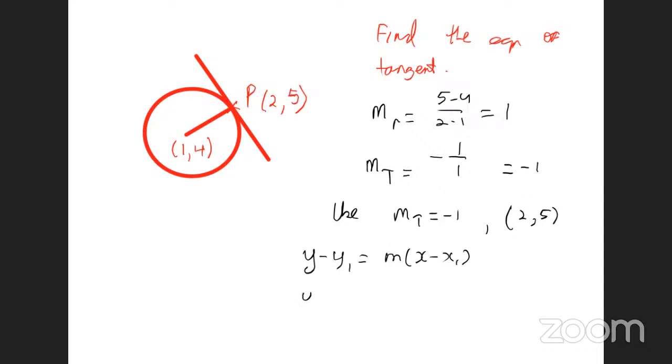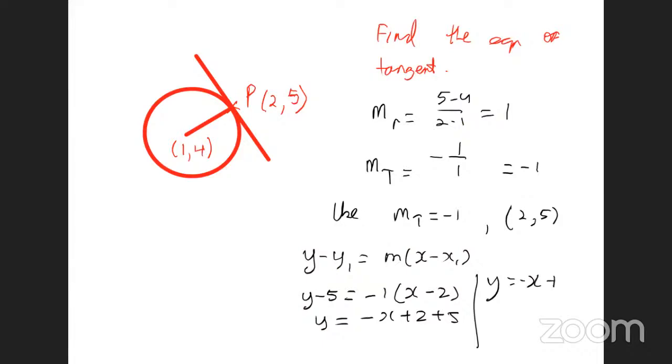All right, so it will be y minus 5 is minus 1 by x minus 2. So y is equal to minus x plus 2 plus 5. So the final answer is y is equal to minus x plus 7. All right, nice. So that's the way you find the equation of the tangent.